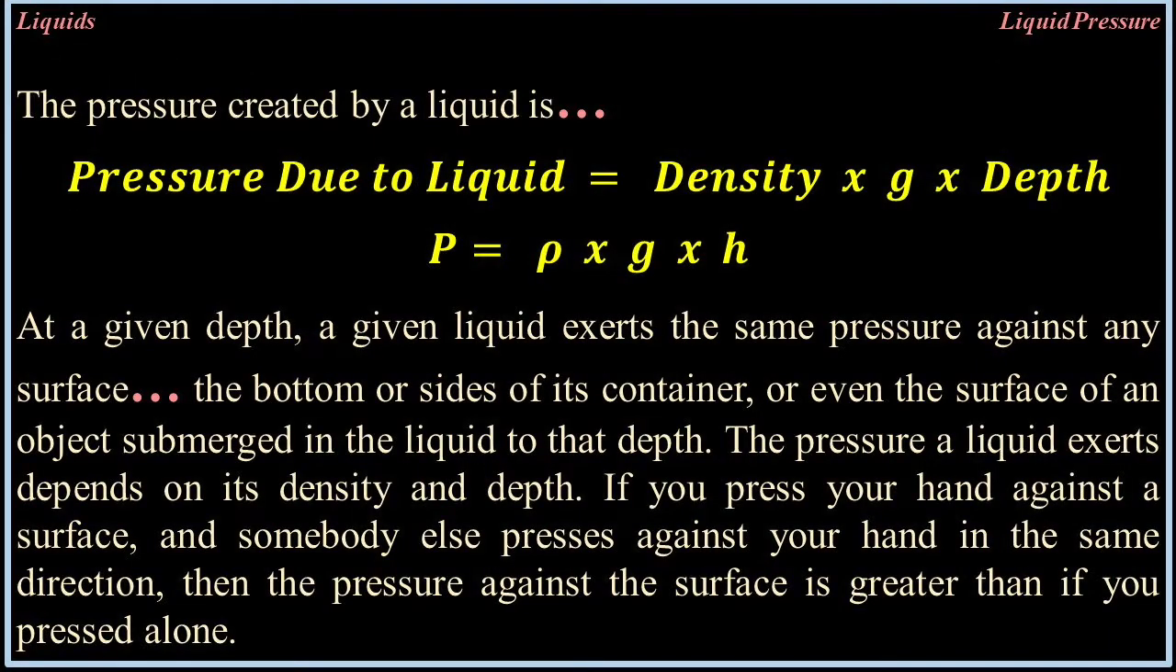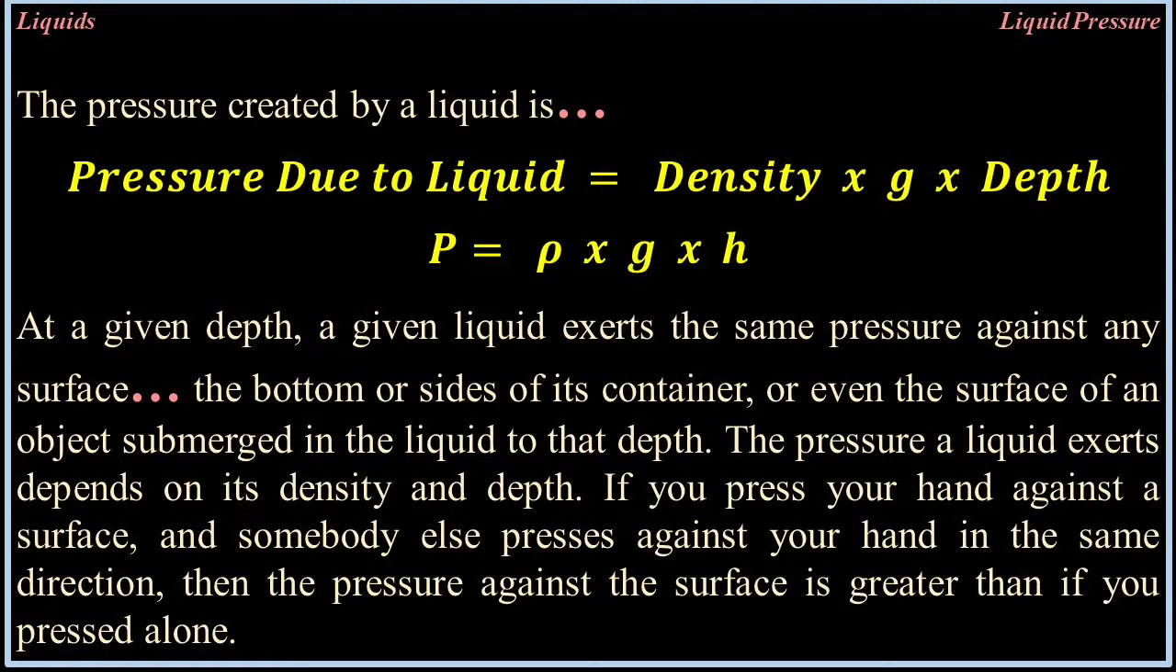The pressure created by a liquid is pressure due to liquid equals density times g times the depth, or P equals rho g h. At a given depth, a given liquid exerts the same pressure against any surface, the bottom or sides of its container, or even the surface of an object submerged in the liquid to that depth. The pressure a liquid exerts depends on its density and depth.